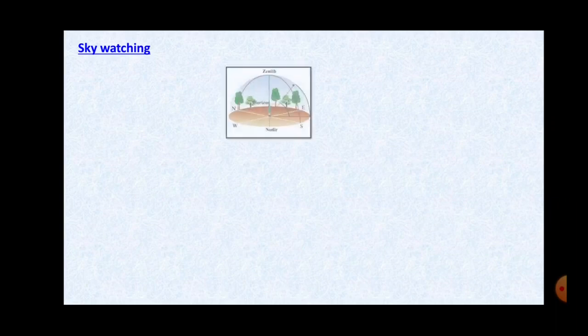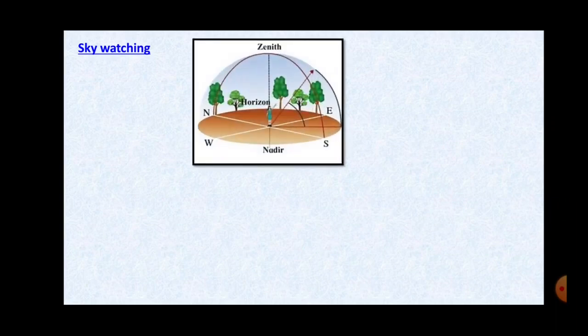Next, sky watching. Have you ever heard of sky watching, students? Yes, sky watching means we have to stand in an open space and look at the sky, but the condition is that it should be a cloudless night, then only we will be able to do sky watching.